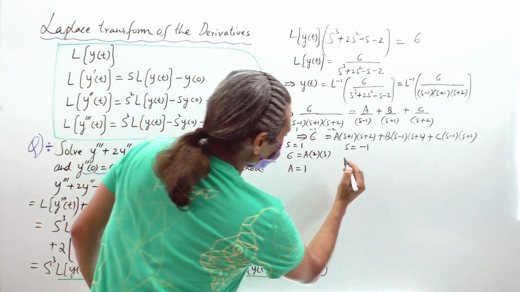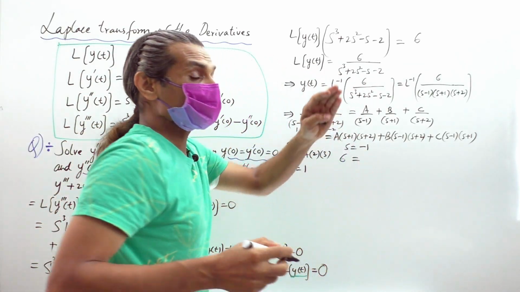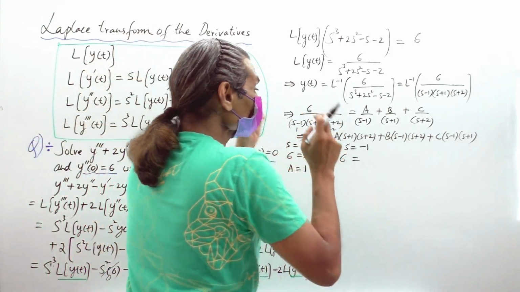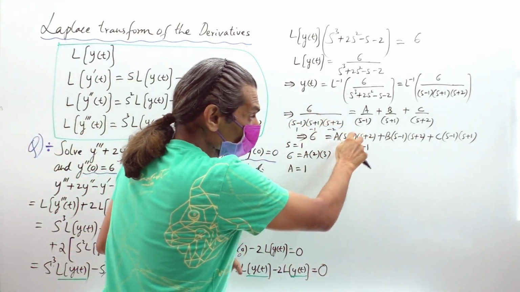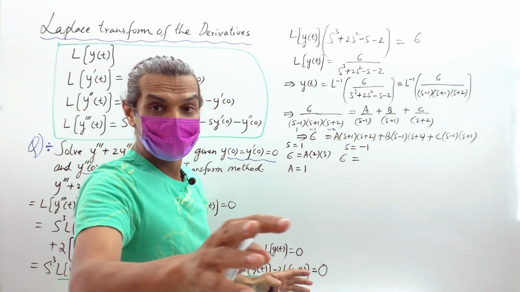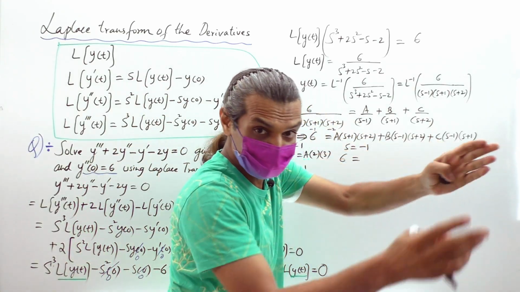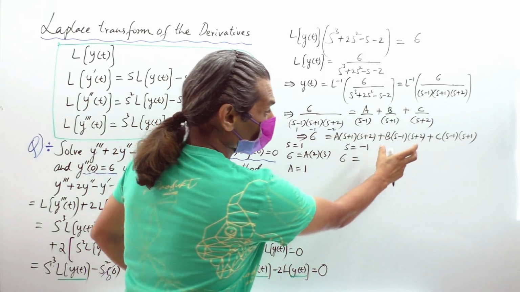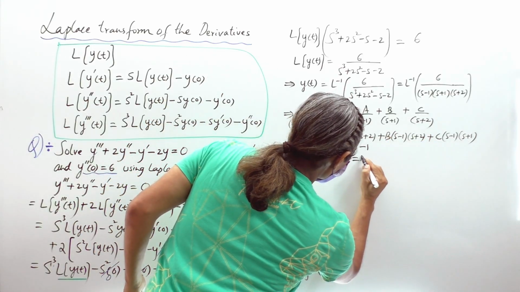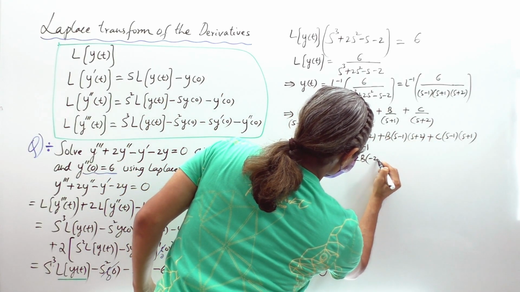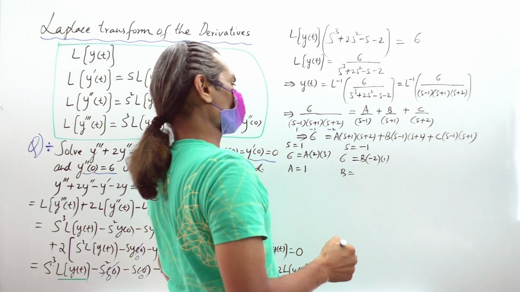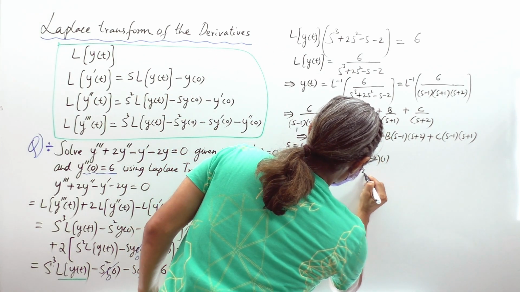Again, 6 equals, you have to put it on both the LHS and RHS. On the LHS there is only 6, so 6 is equal to. Now put s equal to minus 1. Here minus 1 plus 1 becomes 0, and the last term also becomes 0. What remains? Only this. So we have B into minus 1 minus 2, that is minus 3, and 2 into minus 1 minus 1... so B is equal to minus 3.